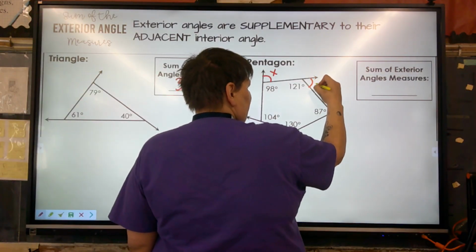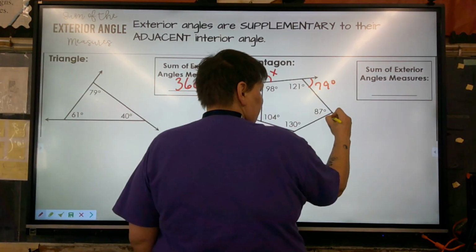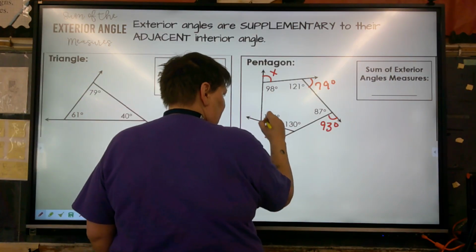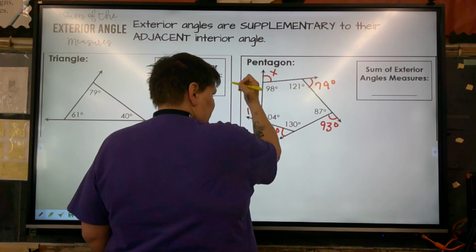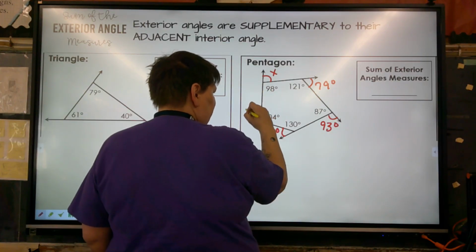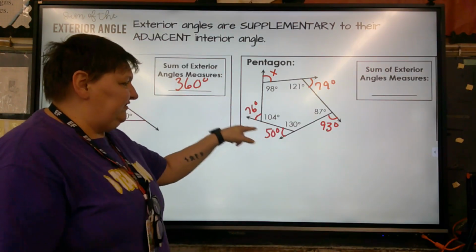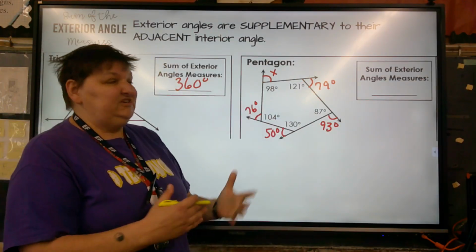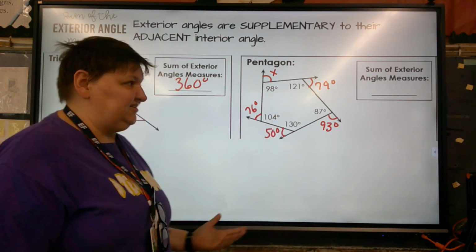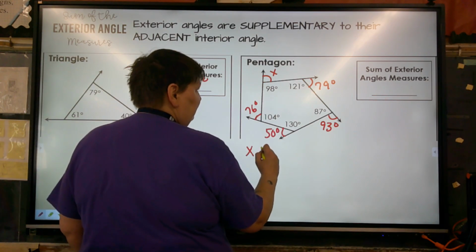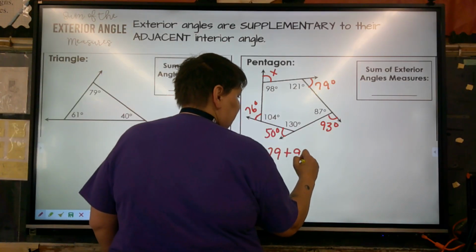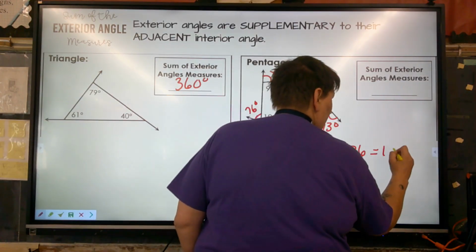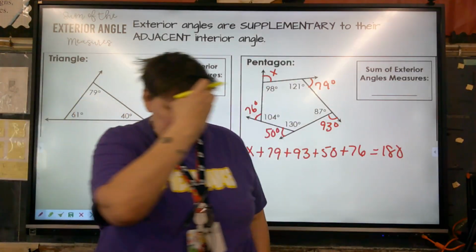all of the other exterior angles, 79, 93, 50, and 76, right? If they give you all of these on the exterior and ask you for the missing one, you just need to remember that it has to total 360. So x plus 79 plus 93 plus 50 plus 76 has to equal 360. All you have to do is find the missing value.